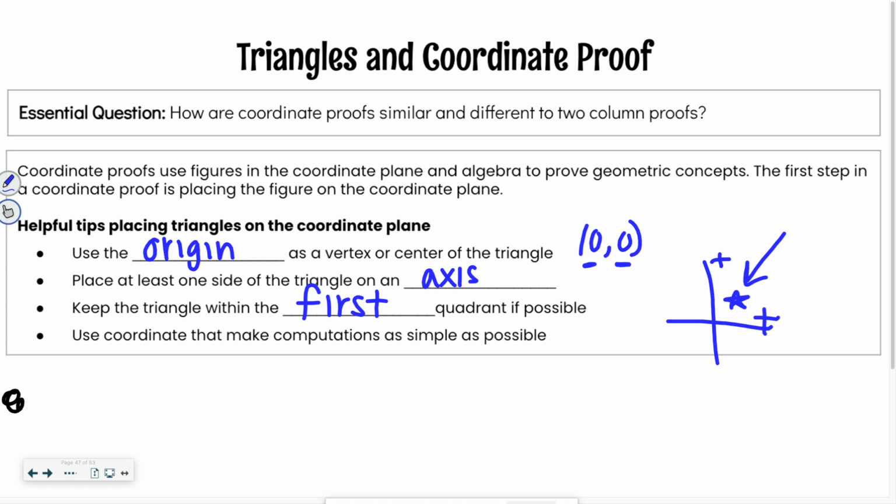And use coordinates that make your computations as simple as possible. What does that mean? For me, if I can avoid a fraction at all costs, I'm going to manipulate the coordinates to my benefit for that. I'm going to try to use even numbers or something, so when I divide by 2, I get a whole number instead of a fraction.